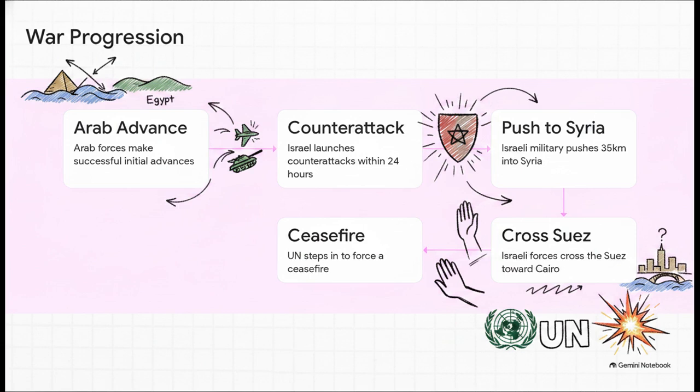Within 24 hours, Israel mobilizes its reserves and launches fierce counterattacks. They push Syria back 35 kilometers and cross the Suez themselves, pushing dangerously close to Egypt's capital, Cairo. The fighting got so aggressive and the threat of global escalation so high that the UN, heavily pressured by the US and the Soviet Union, had to step in and force a ceasefire.